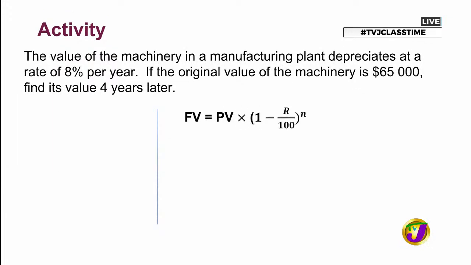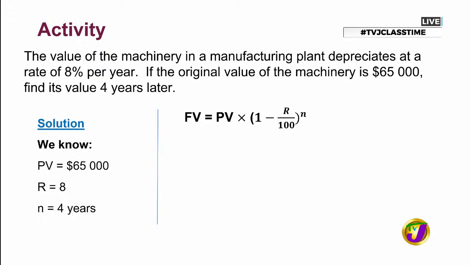So here's our formula, and let's talk about what we know. So based on the question, the original value of the machinery is $65,000. Right, and that's our PV, present value. Good. We're told that the rate of depreciation is 8% per year. So our R value here is 8. You might notice we don't have the percent on because the 100 is already in the formula. So R is equal to 8.